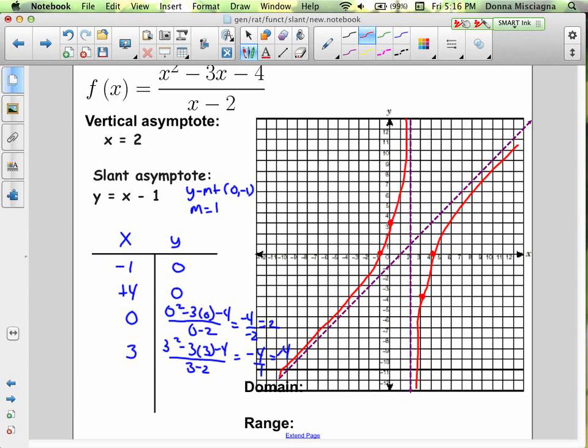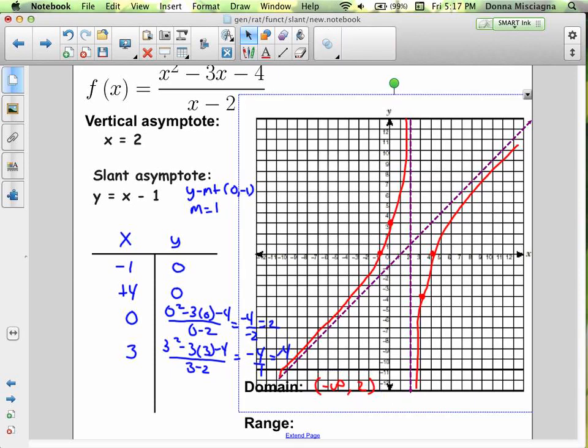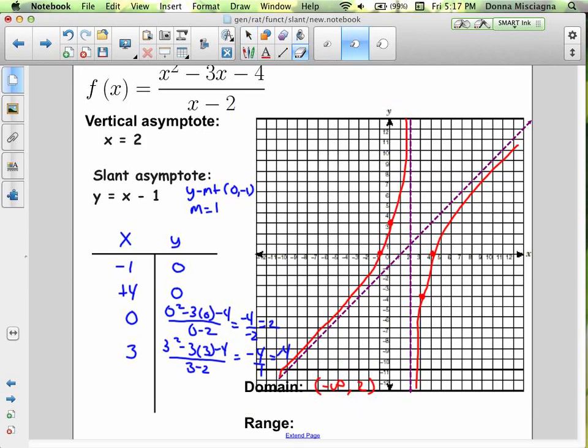All right, our domain. No different than before. Take out the vertical asymptote. Negative infinity to 2. I'm going to bring it down just a little bit so you can see it. And then 2 to infinity. Well, I thought I could bring that down. It'd be easier just to erase it. Things are always slower up here when I'm taping. Maybe that'll disappear, but I'm going to write it down here regardless.